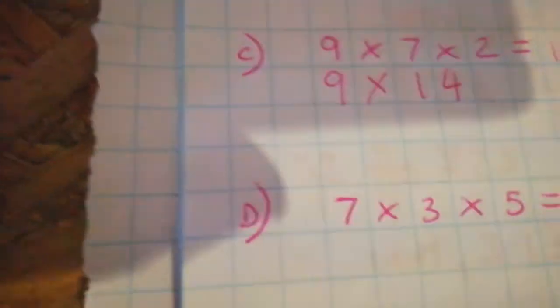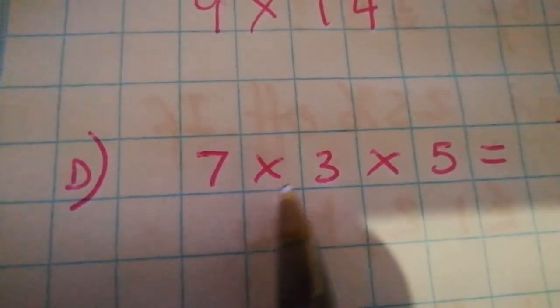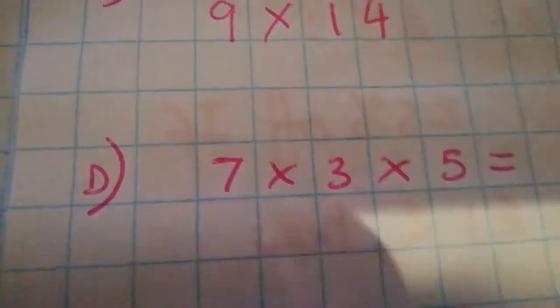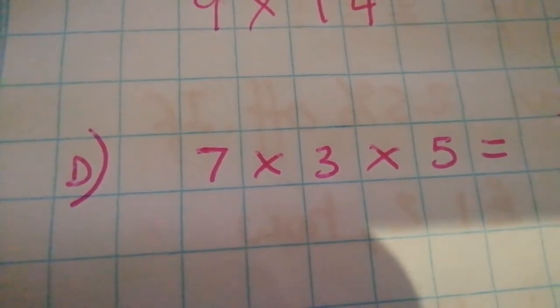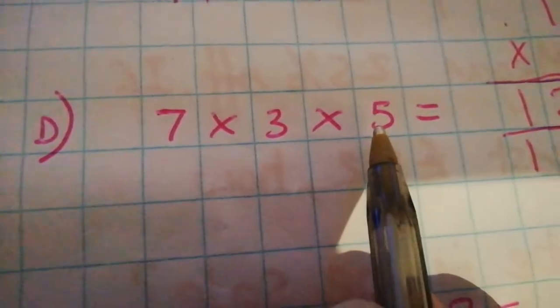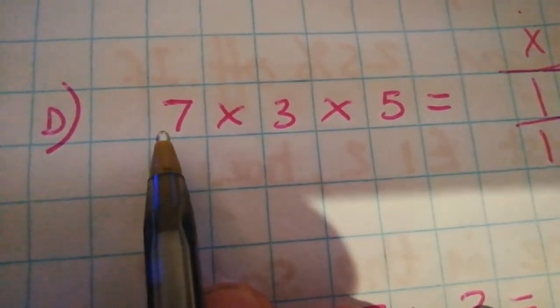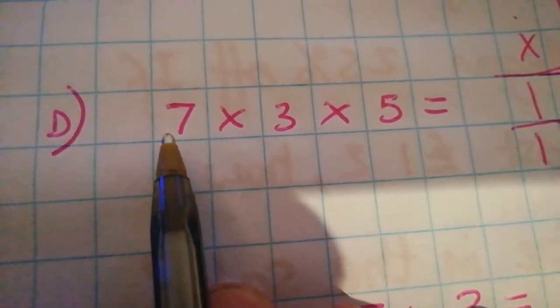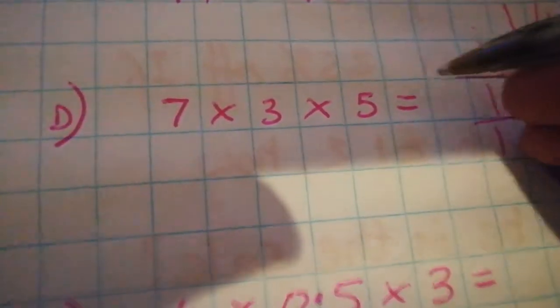126. Okay, so let's try this next one together. I'll pause the video now and you have a go at 7 times 3 times 5. Okay, I went for 3 times 5 because I know that that's going to get me 15. And when I work out 15 multiplied by 7, I hope I get 105.